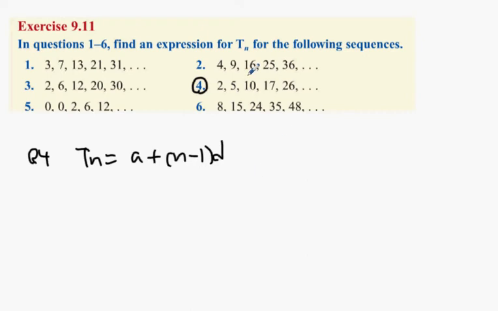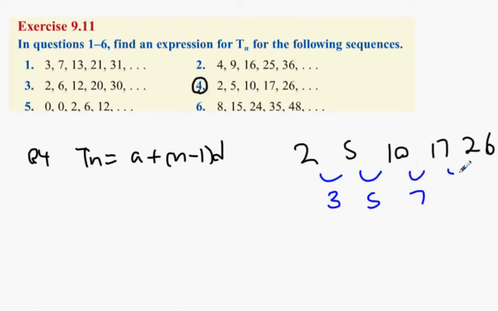Now the problem here is it's 2, 5, 10, 17, 26. And you're going, okay, 3, oh wait, that goes up in 5, that goes up in 7, that goes up in 9. And you're like, there's no d value. The d value always has to stay the same, doesn't it? So therefore the formula that I have written down here is not the correct formula, because the sequences on the board are not arithmetic.